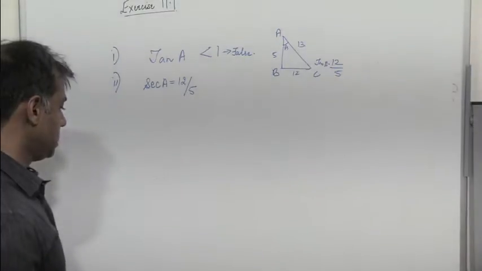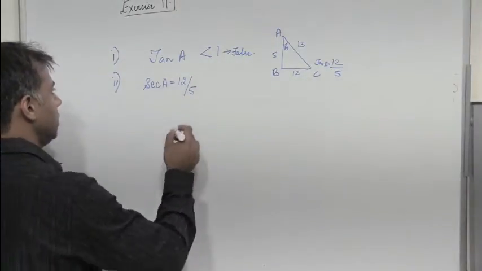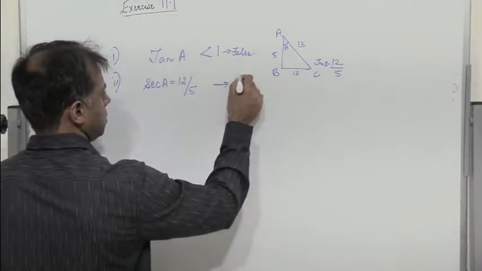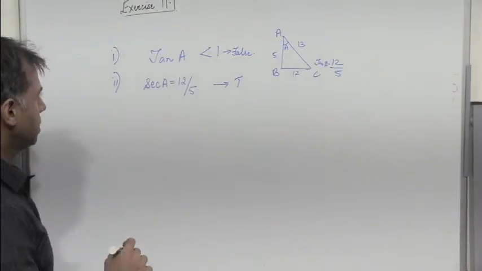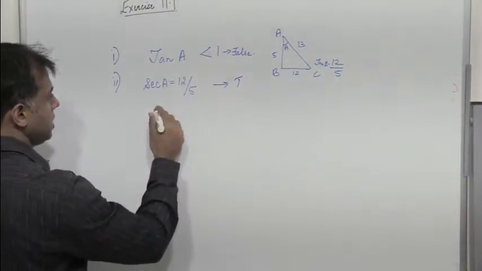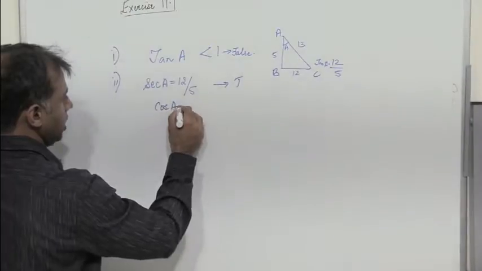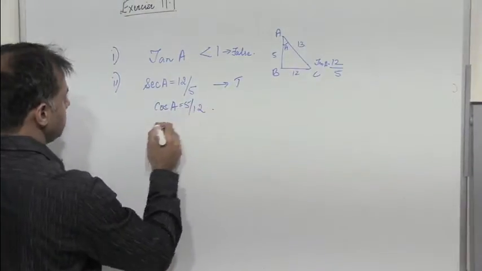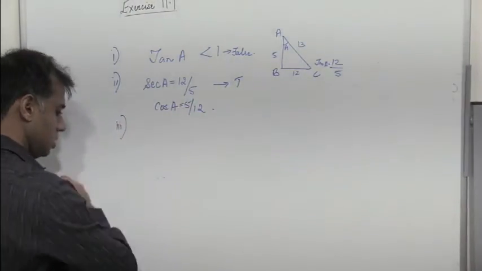So you have secant A, which is 12 by 5. So this is definitely a true statement given here. If secant A is 12 by 5, cos A is 5 by 12. So this is a true statement.